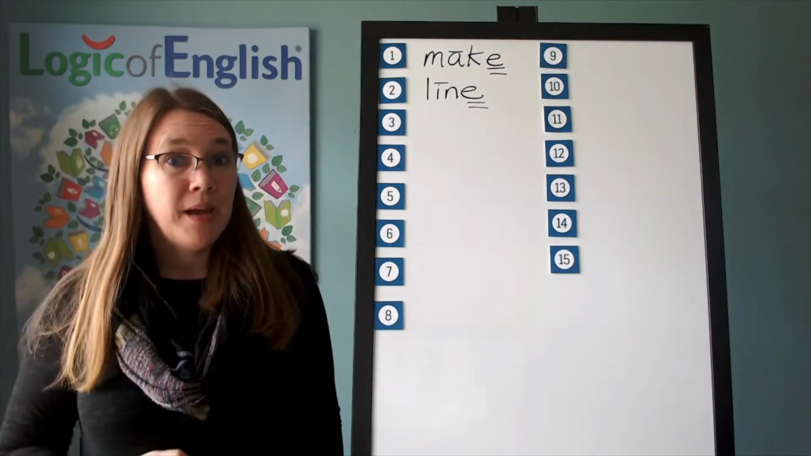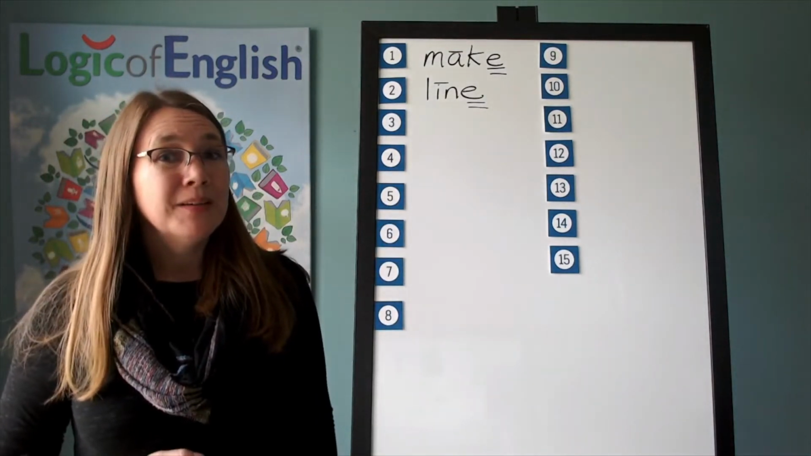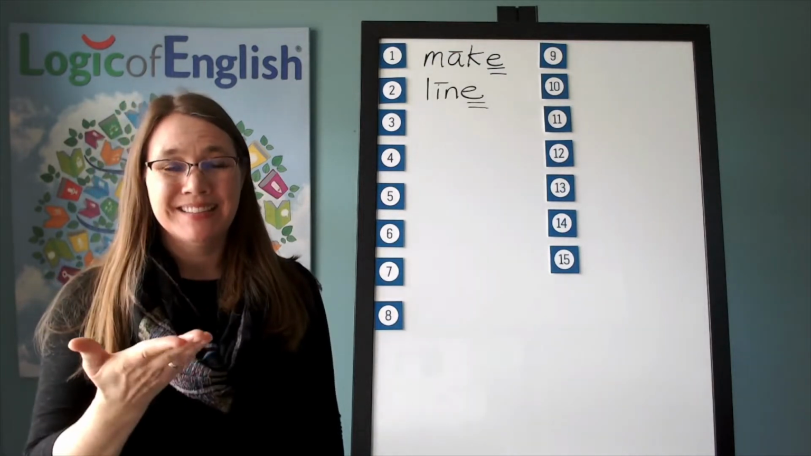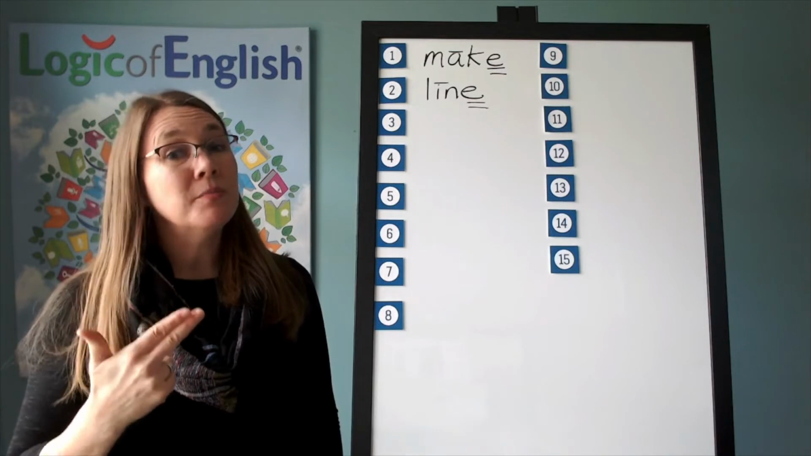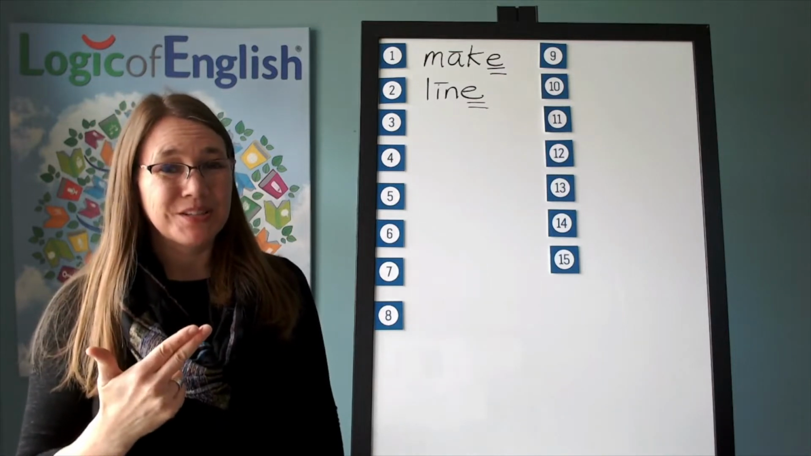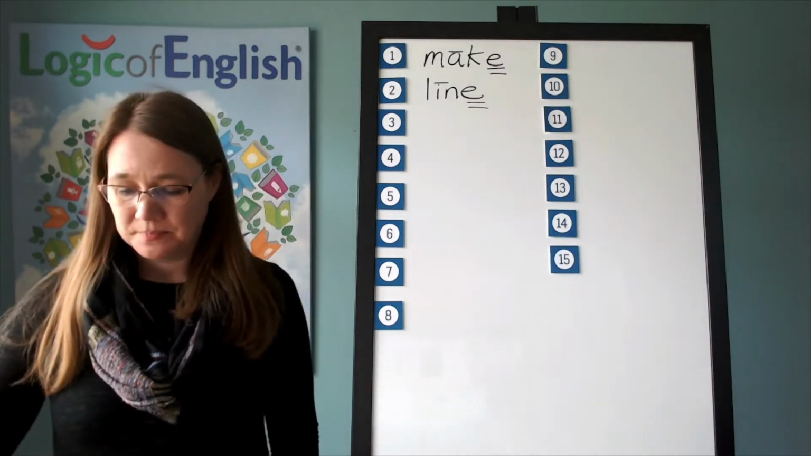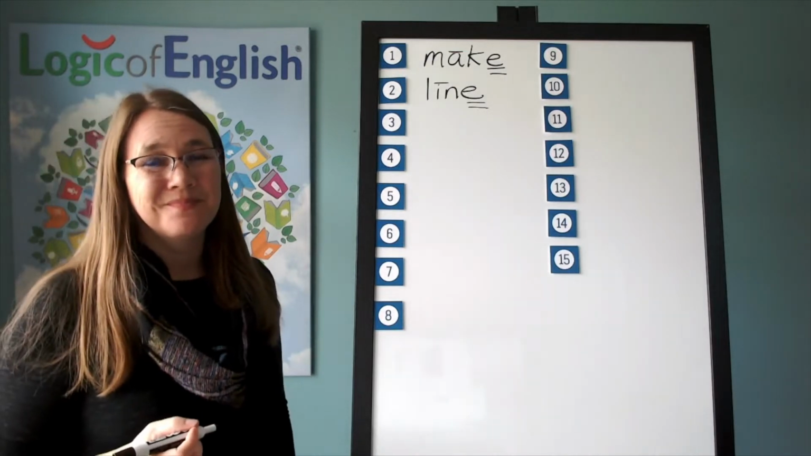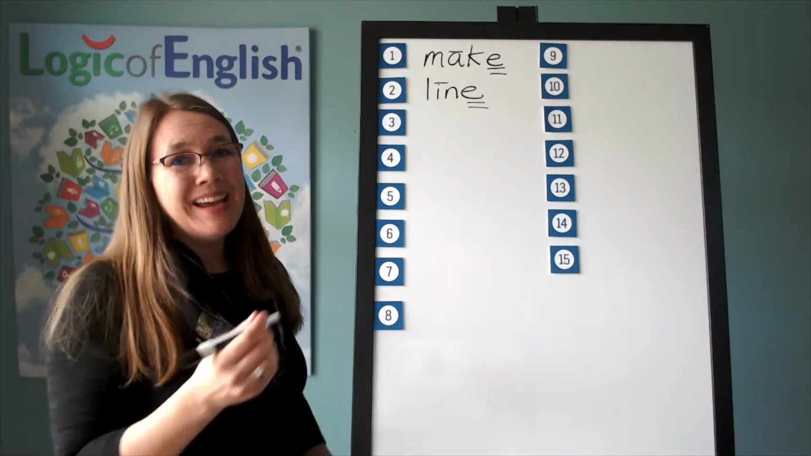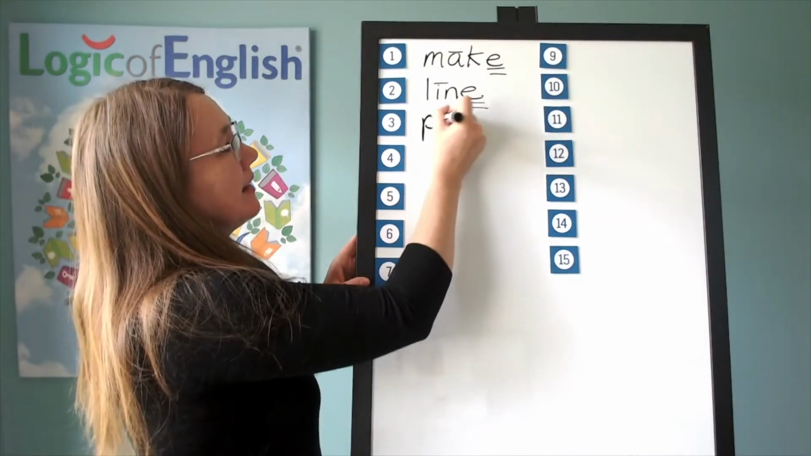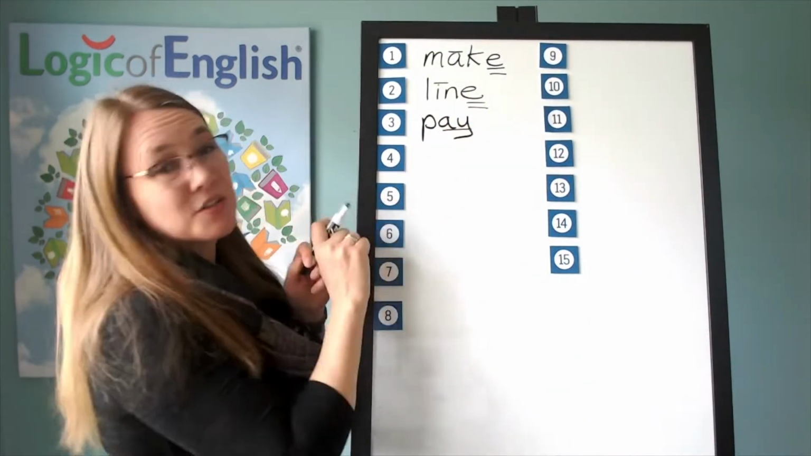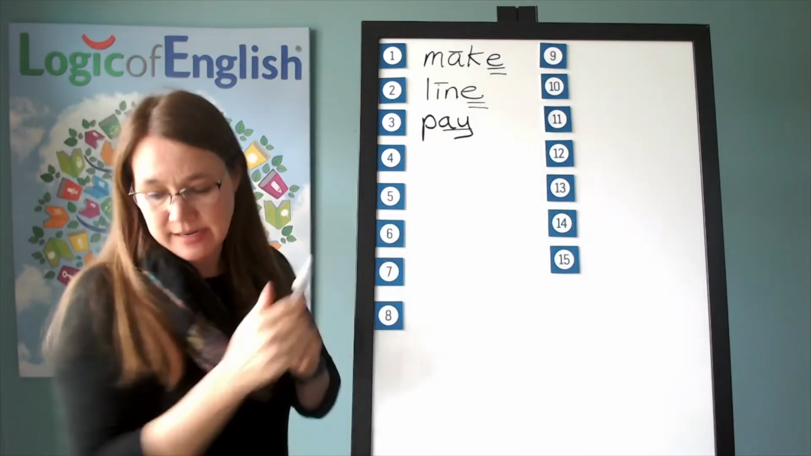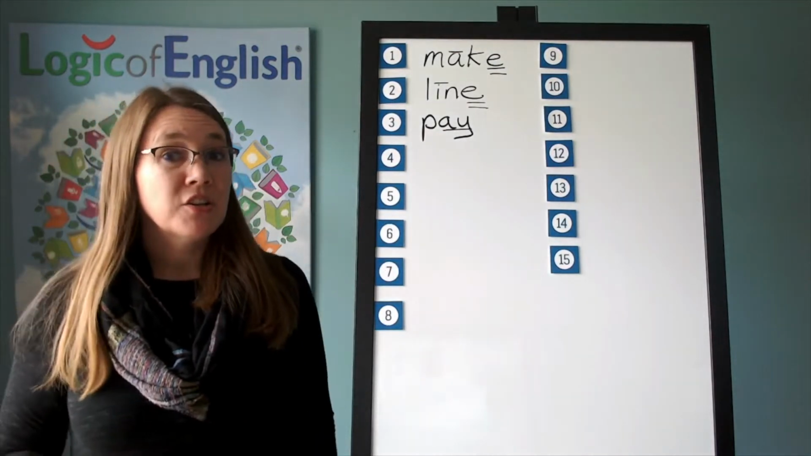The next word is pay. Did you pay the bill? Pay. Go ahead and say pay. Let's sound it out. P, A, the two-letter A that you may use at the end of English words. Go ahead and write it. And help me to write it. P, A. And how will we mark it? We'll underline the A. Let's read it. P, A, pay.